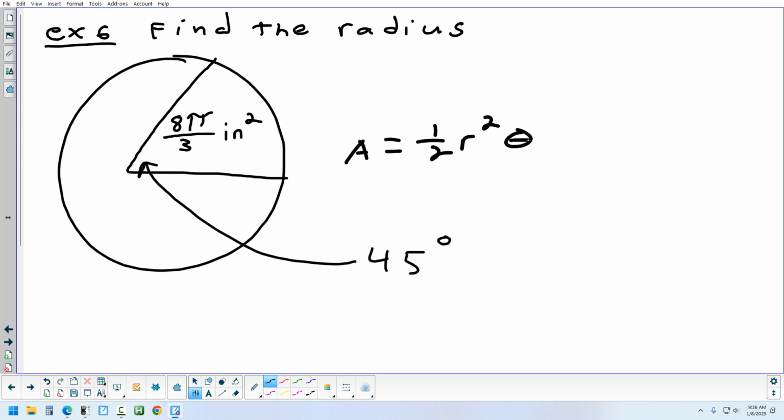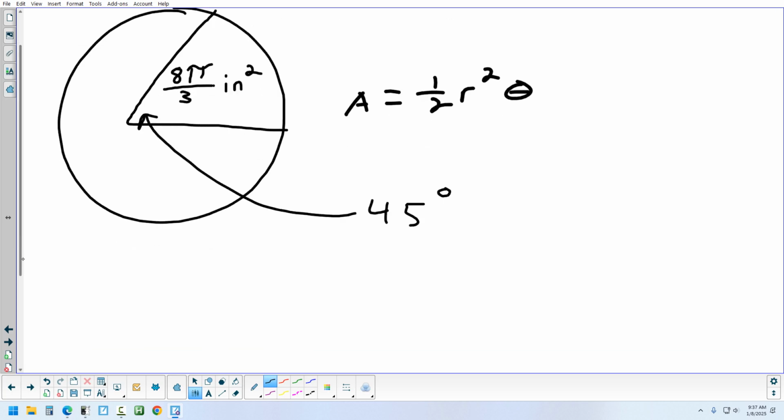What are we going to fill in for area? 8 pi over 3 inches squared. Right. How do we know that that's the area, besides where it's placed in the picture? Let's say they put it on the outside. Inches squared. Right. We know it's inches squared, so it has to be an area. So we're going to fill in 8 pi over 3 for the area. The 1/2 we're going to copy down.